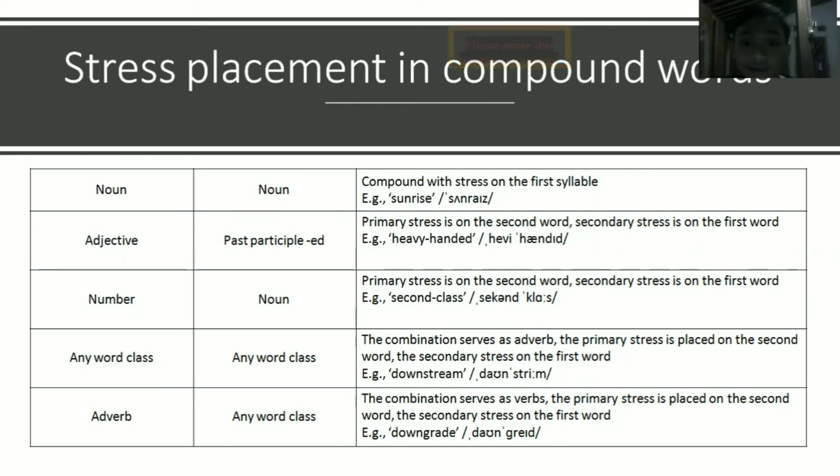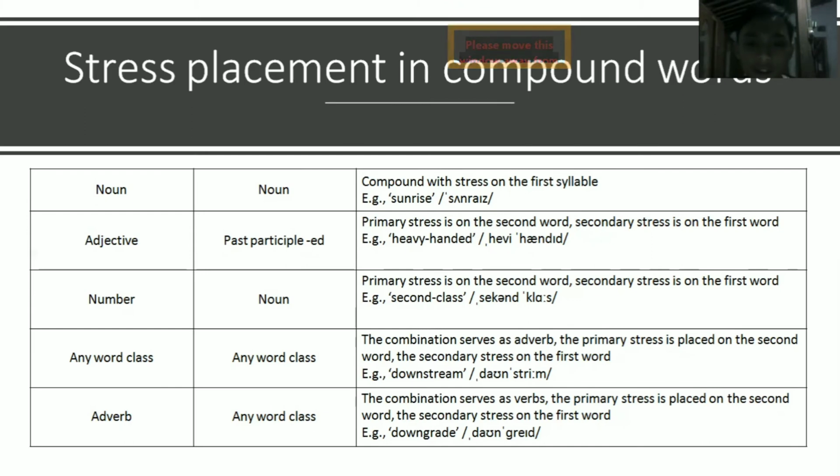Primary stress is on the second word. Secondary stress is on the first word. Heavy-handed, as we can see in the example of the word. The point of the third syllable is on the second syllable, and then the next example is number noun.